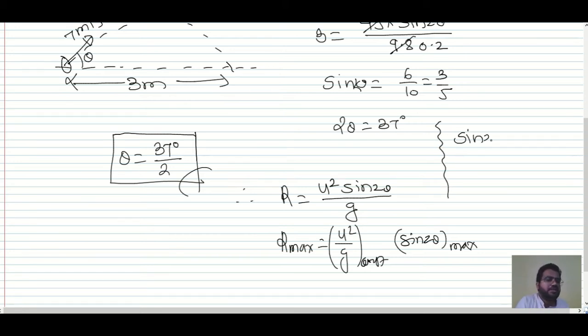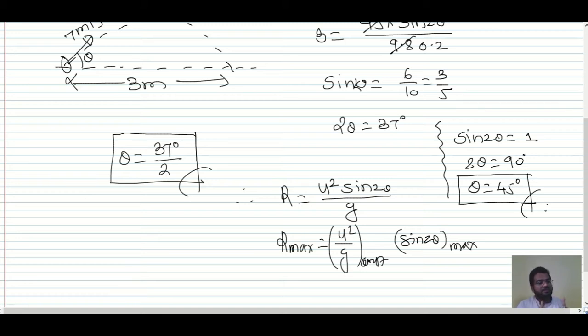Sine 2 theta is maximum when it is 1, because sine theta lies in between 1 and minus 1. Right? Maximum value is 1, minimum value is minus 1. Magnitude wise, minimum value 0. So we have 2 theta equal to 90 degrees, so theta is equal to 45 degree. This indicates range will be maximum. Range will be maximum at an angle of 45 degree.